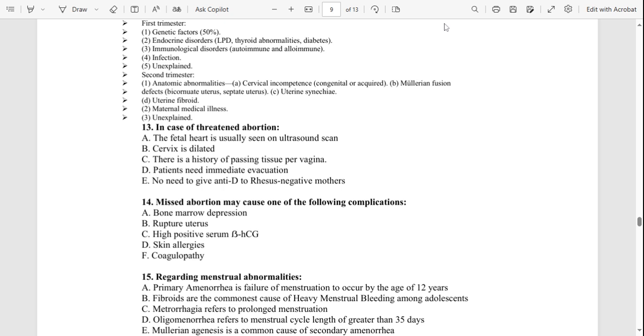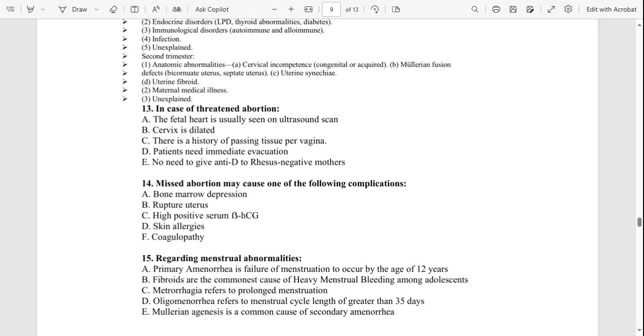Okay, the fetal heart is usually seen. Yeah, that is true. And then B, cervix is dilated. This is not true unless maybe in inevitable abortion. And it's in inevitable abortion where we do immediate evacuation because there's nothing we can do here. The child will come out. Now, so the best option is A.